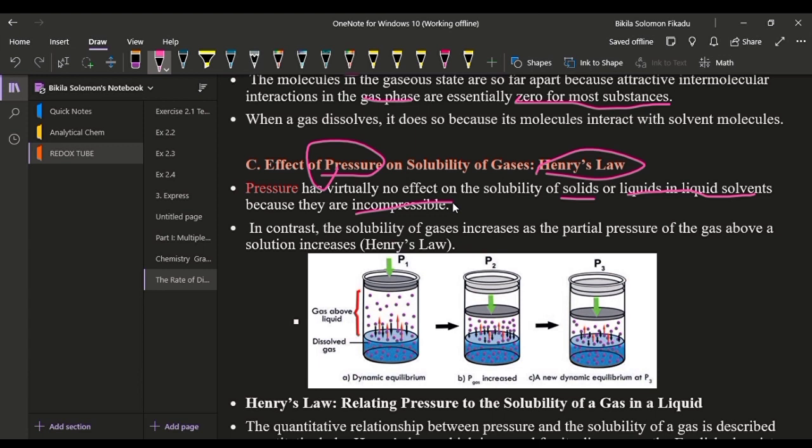Effect inni uumuu danda'u eessa keessatti qofaadha? Gaazii keessatti qofa pressurein dhiibbaa uumuu danda'a jechuudha. Because sababni isaa maaliifidha? Incompressible jechuudha. Maal keessatti? Solidii liquidii keessatti pressurein effectii kan inni hin uumnee fi incompressible wanta ta'eefidha. So the solubility of gases increases as the partial pressure is what? Increase. Solubility of gases increases and the partial pressure of gases or the solutions is increased.